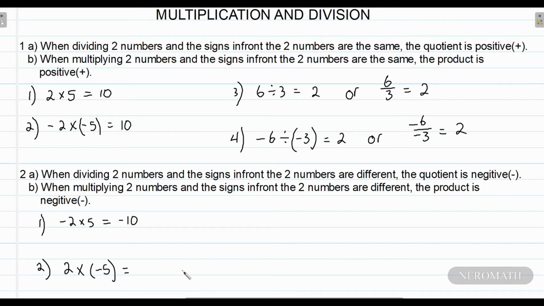Now let's look at another situation. This time the sign in front of 2 is positive and the sign in front of 5 is negative. But still the signs in front of both numbers are different. So when we multiply both of them, the product would be negative.